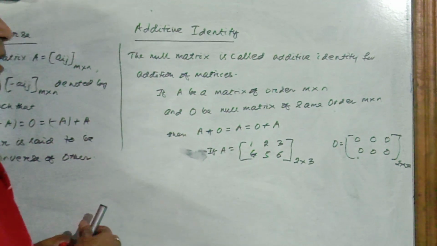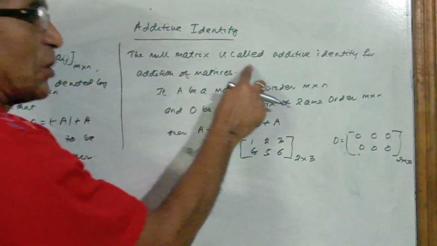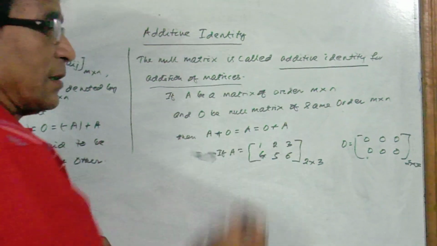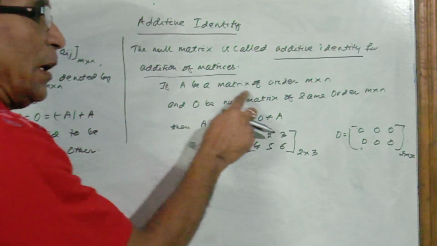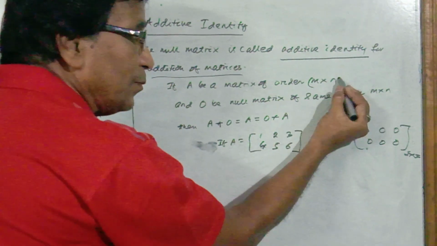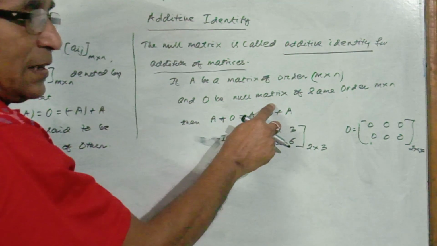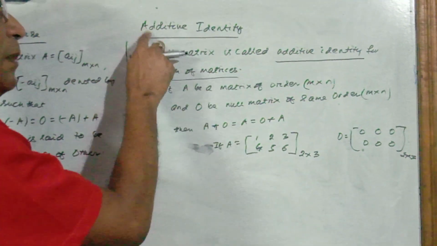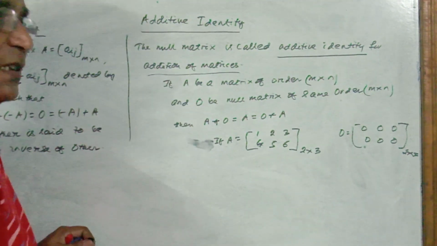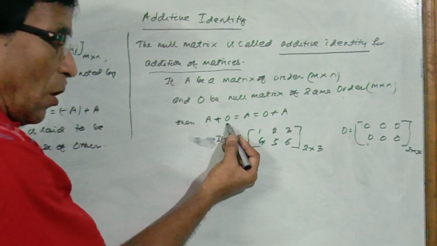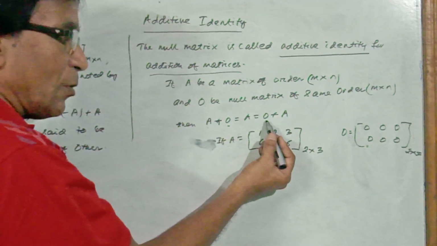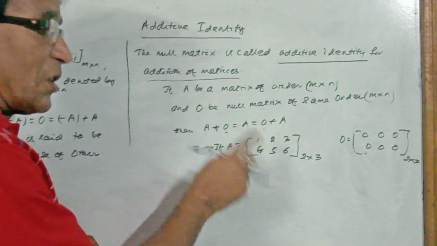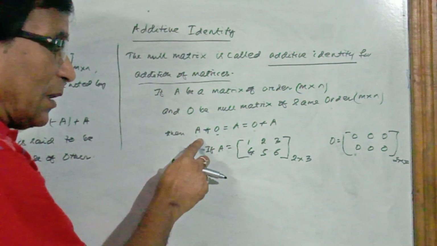What is additive identity? You remember that the null matrix is called additive identity for addition of matrices. That means if A be a matrix of order m cross n, then the null matrix of the same order m cross n is called additive identity for the addition of matrices, since A plus null matrix is equal to A, and that is equal to null matrix plus A is also equal to A. So here the null matrix is called additive identity for the matrix A.